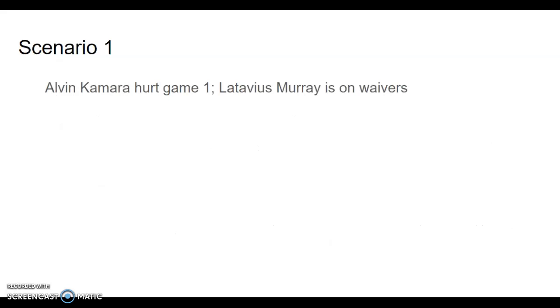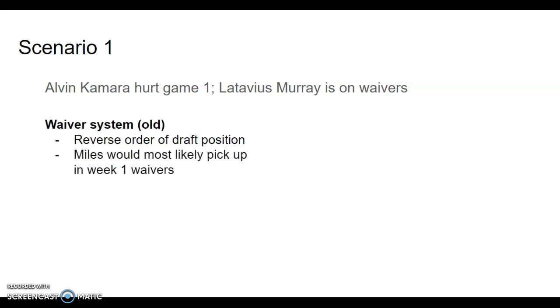So let's say in scenario one, Alvin Kamara gets hurt in game one and Latavius Murray is still available. Well, in the old waiver system, at least in week one, it would be the reverse order of draft position. So since Miles is picking last in the draft this year, he would have first choice at Latavius Murray. None of us would probably be able to pick him up because Miles would most likely pick him. And Miles would add him to his team and be moved to the end of the waiver list.